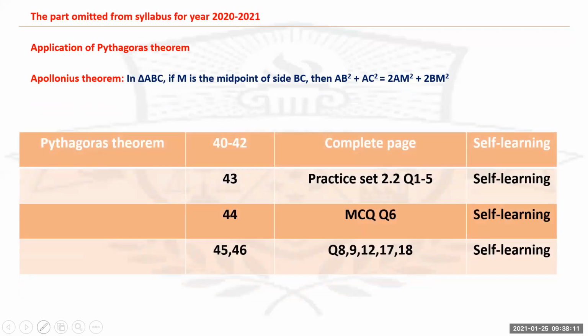In Pythagoras theorem, page 40 to 42, complete pages, page number 43, practice set 2.2, questions 1 to 5, page number 44, MCQ question number 6, and page numbers 45, 46, questions number 8, 9, 12, 17, 18 have been reduced. Understand? So skipping all these questions, whichever questions can be asked, you have to focus on those. So before starting any chapter, I'm making a note of all the things which are not there in your syllabus. Is this clear to all the students?